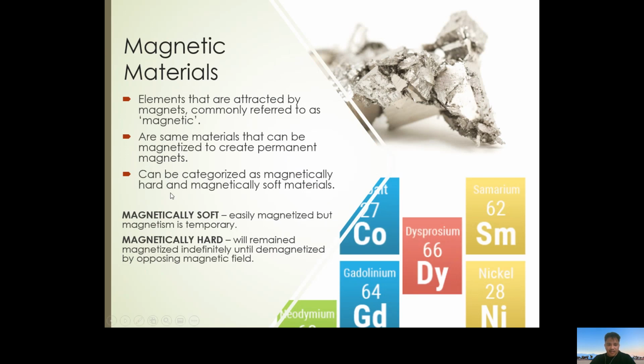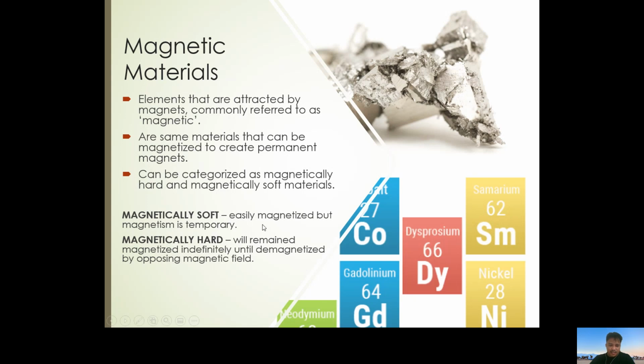By definition, these are elements that are attracted by magnets, commonly referred to as magnetic. So we all knew of that. Also, magnetic materials are materials that can be magnetized to create permanent magnets. Magnets in our refrigerators are examples of these. They can be categorized as magnetically hard and magnetically soft materials. So let's define what is magnetically soft and magnetically hard materials.